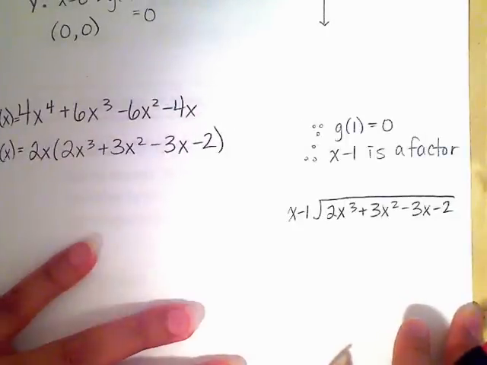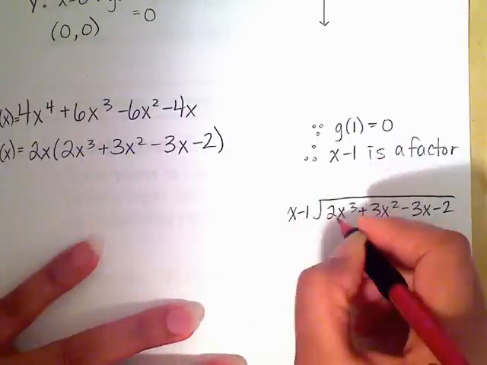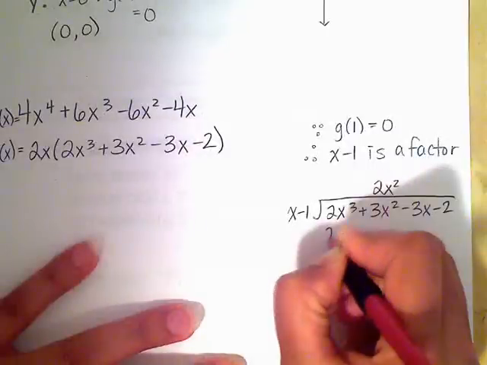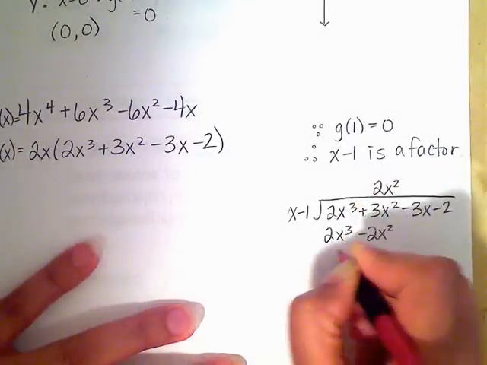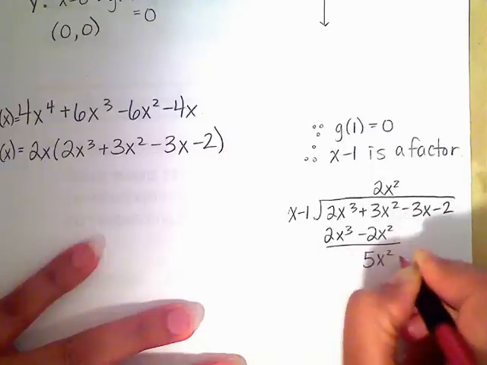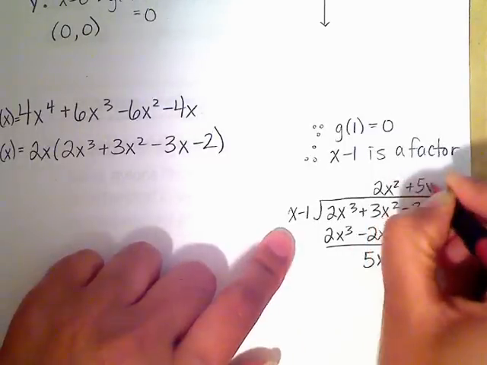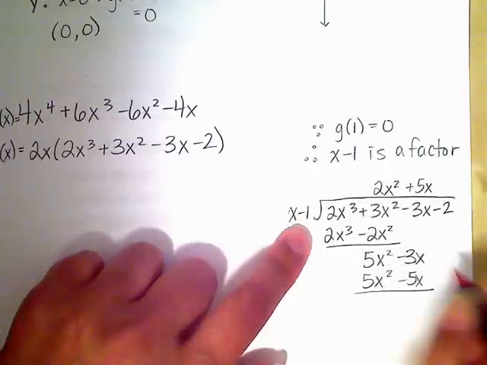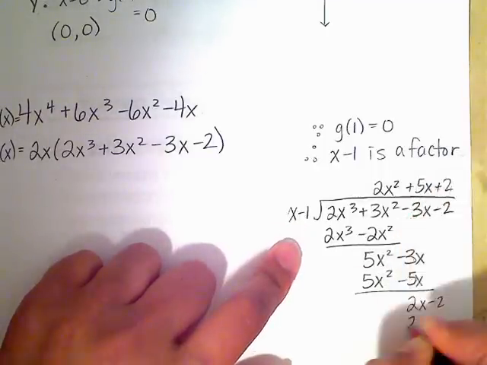Okay? And so if I do my long division here, I need to figure out what I need to multiply x by to get 2x cubed. That's 2x squared. And if I continue here, I subtract and I get 5x squared minus 3x. So that would be positive 5x. And that gives me 5x squared minus 5x. I end up with 2x. So that would be 2. And I end up with 0.